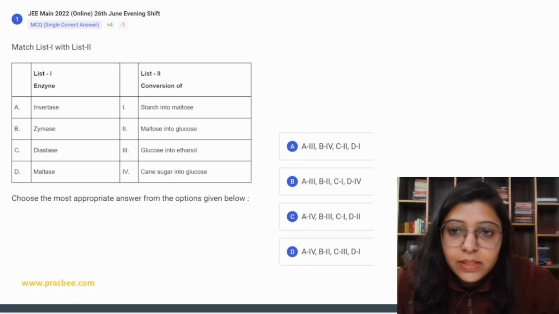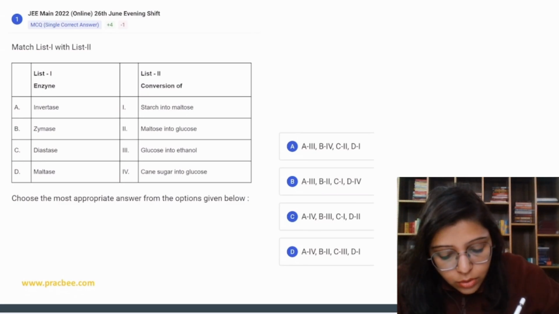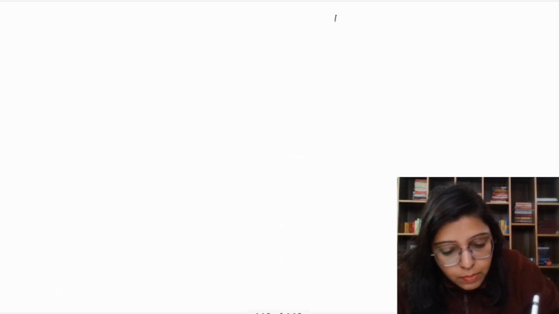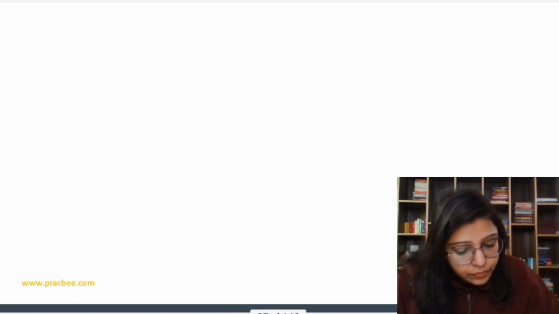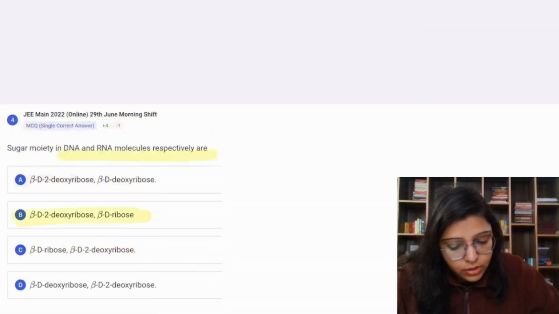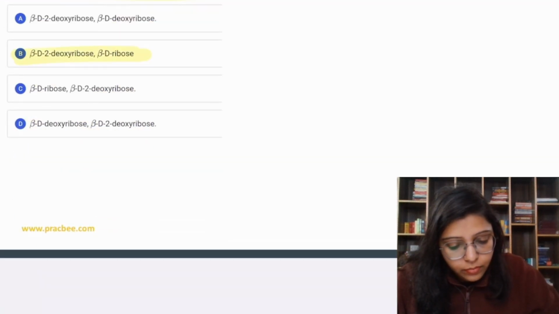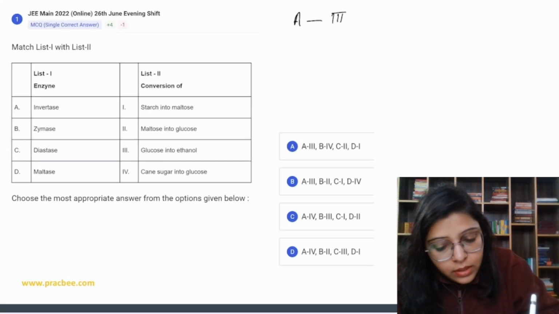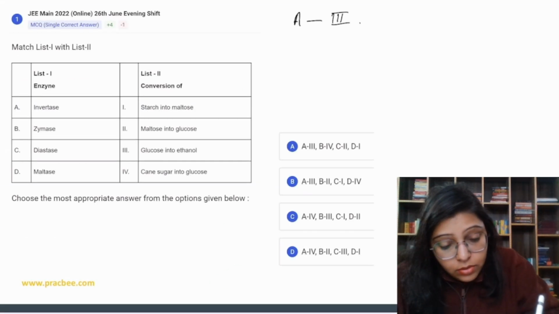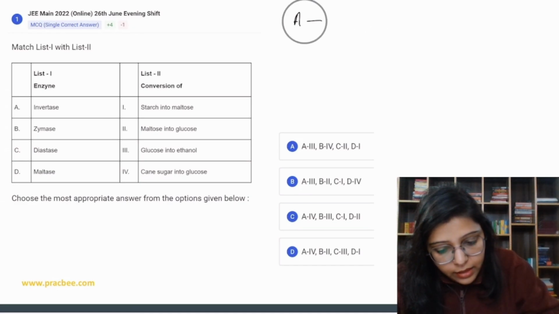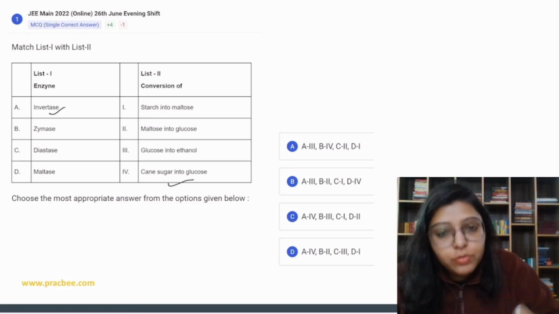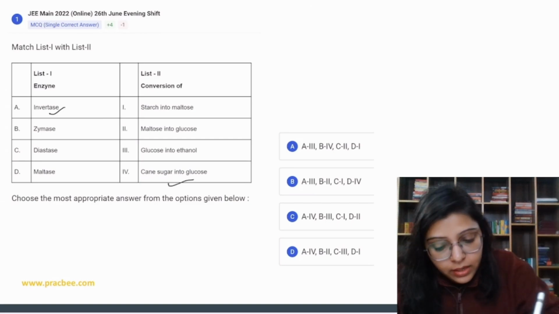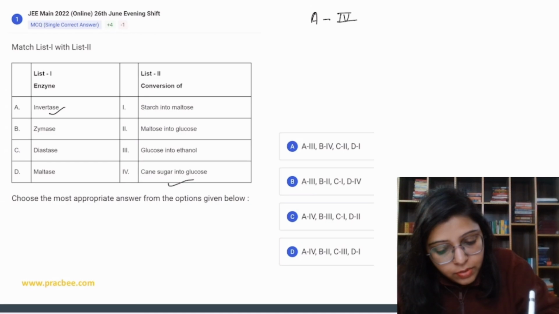Again that is based on the enzyme. So what is the role of invertase? Invertase's role is to convert glucose into ethanol. So A can be matched with option number 3. Right? Just give me a moment. Not invertase, I'm sorry. Invertase is cane sugar into glucose. Invert sugar, right? So A can be matched with option number 4.